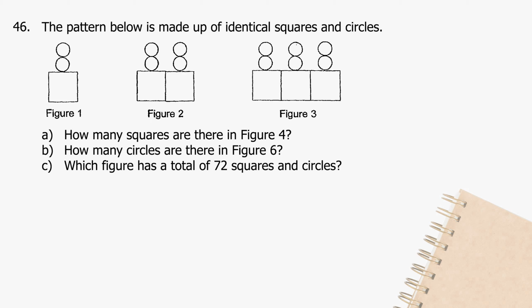Question 46. The pattern below is made up of identical squares and circles. A. How many squares are there in Figure 4? B. How many circles are there in Figure 6? C. Which figure has a total of 72 squares and circles?